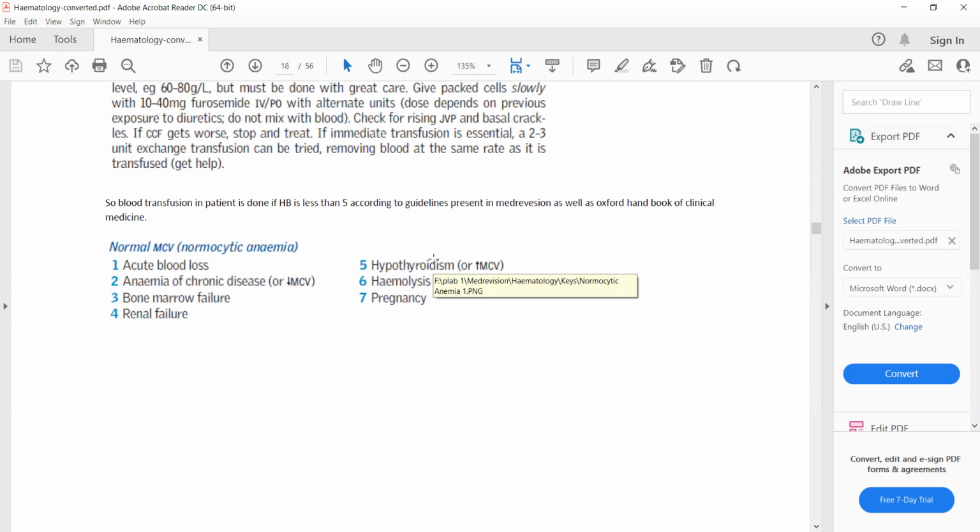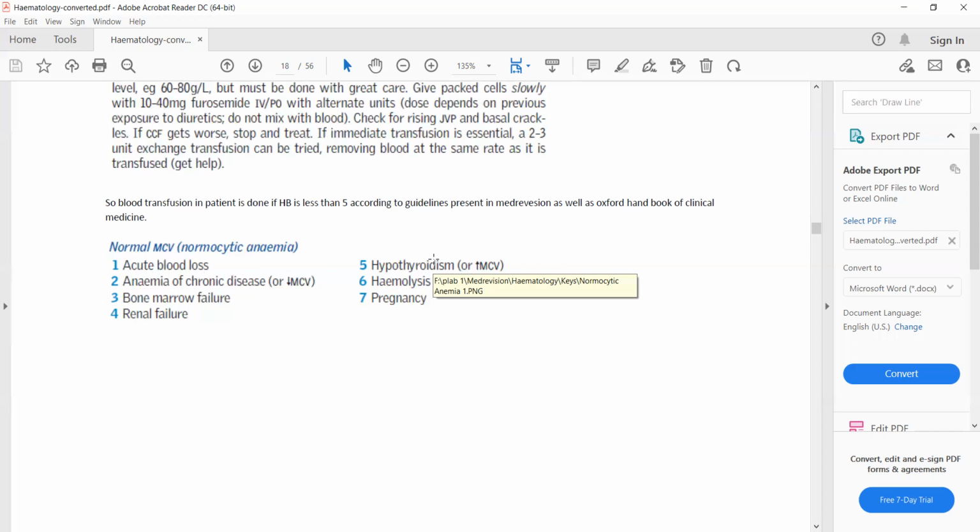And what are the examples of chronic disease that are associated with microcytic anemia? Who will tell me? Give me an example. Rheumatoid arthritis. That's right. And which disease? Crohn's disease. Excellent. So normally chronic diseases cause normocytic anemia.